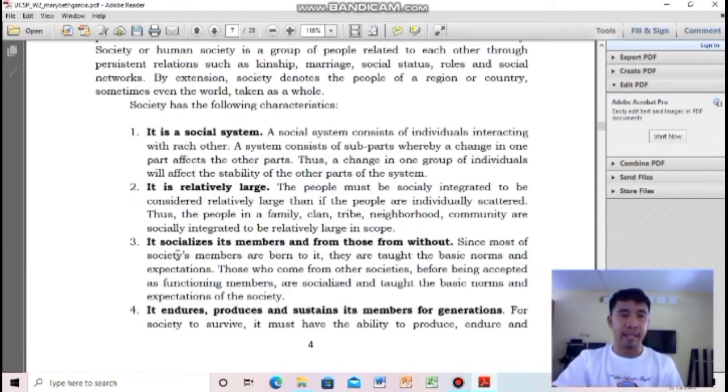Okay, next, number three. Characteristic, it socializes its members and those from without. Since most of society's members are born to it, they are taught the basic norms and expectations. Those who come from other societies, before being accepted as functioning members, are socialized and taught the basic norms and expectations of the society.